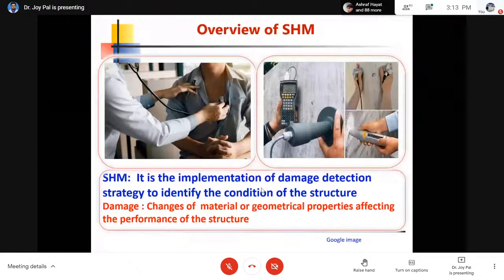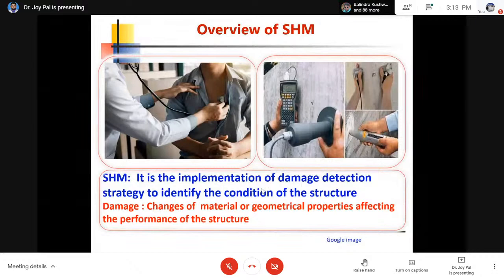Therefore, the structural health monitoring is the process of implementation of damage detection strategy in order to identify the condition of the structure. So here I am using one term, that is damage. So from where is this damage coming? Damage means it will start at the material level. That means at the beginning it is very small, then it will propagate, and then ultimately the structure will collapse. And this damage will basically change or affect the performance of the structure or behavior of the structure. So this is what we are doing in the structural health monitoring.